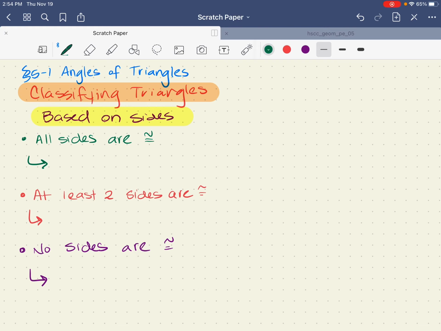This is section 5.1, angles of triangles. What we're going to do is take a look at how to classify triangles. There are two ways to classify triangles. The first way is based on sides.